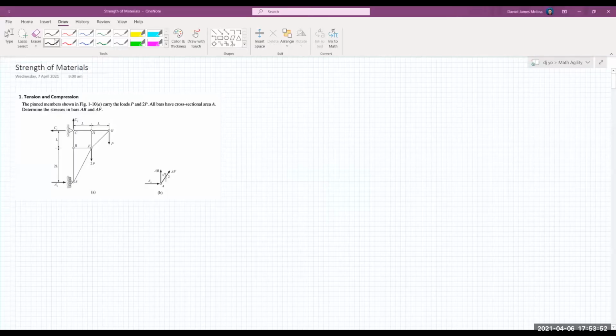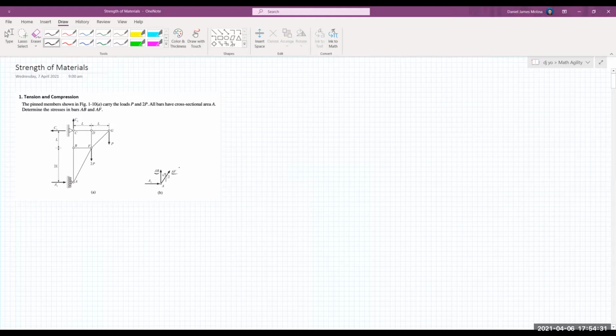Yes. Okay. So, the first problem deals with the tension and compression members. In this problem, we have truss members in a truss system. The problem asks for us to determine the stresses in bars AB and AF. From the given figures, we already have the free body diagram for joint A. And from the free body diagram, the forces on AB and AF are already exposed.